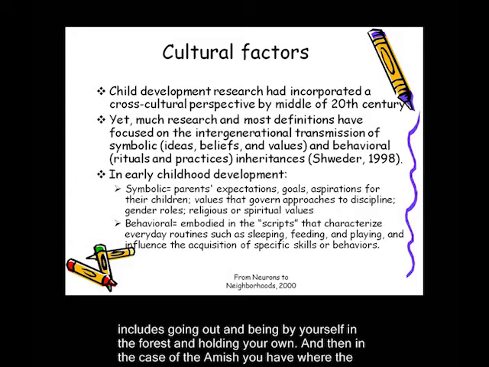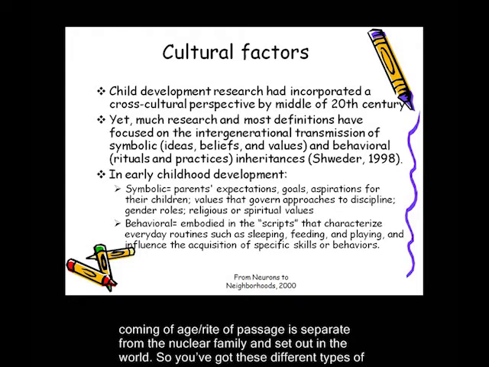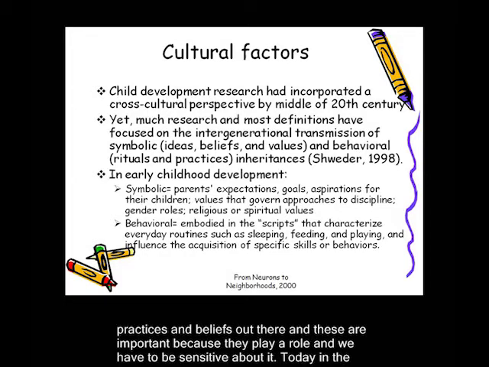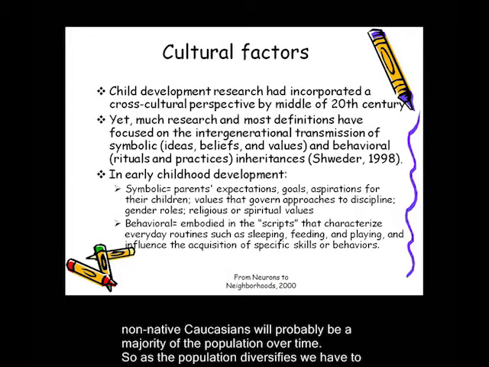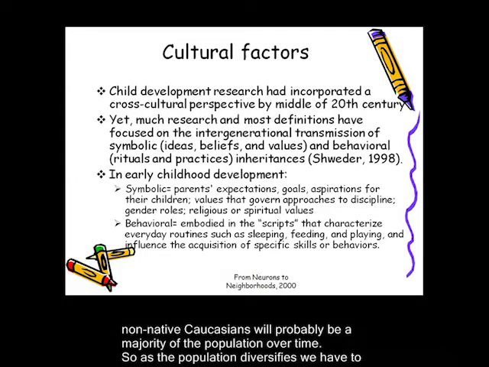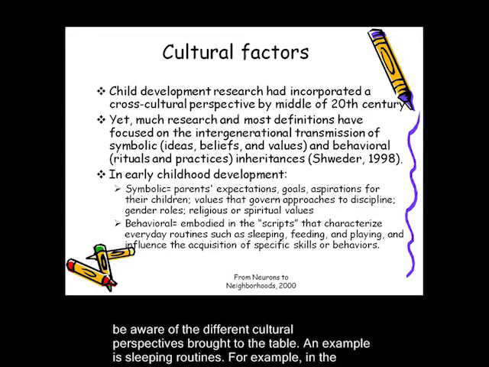And then in the case of the Amish, the coming of age or rite of passage is when they separate from their nuclear family and set out in the world. So you've got these different types of practices and beliefs out there. And these are important because they play a role and we have to be sensitive about it. Today in the United States, as you can tell, there has been a tremendous shift in the demographic patterns. And there's a strong feeling that non-native Caucasians will probably be a majority of the population over time. So as the population diversifies, we have to be aware of the different cultural perspectives brought to the table.